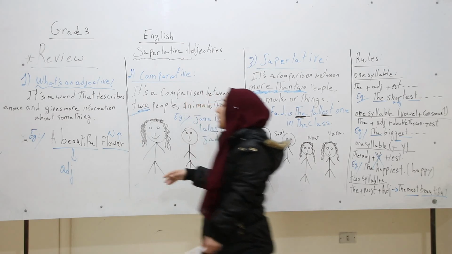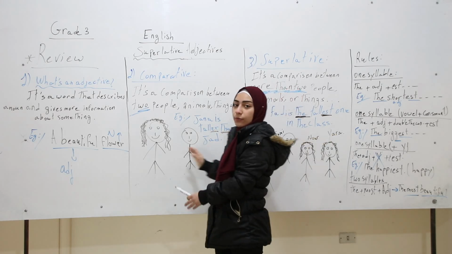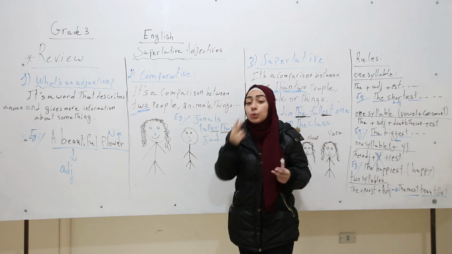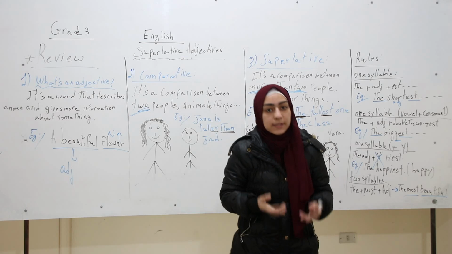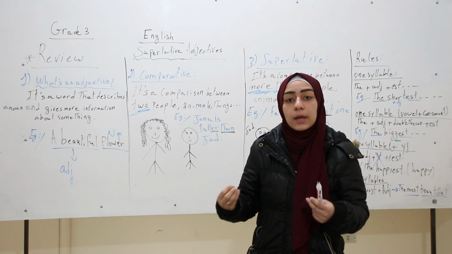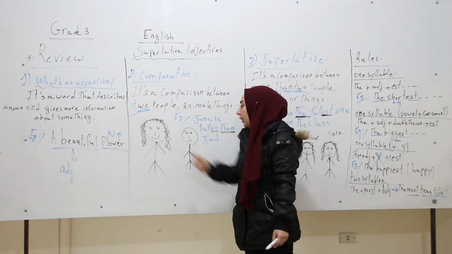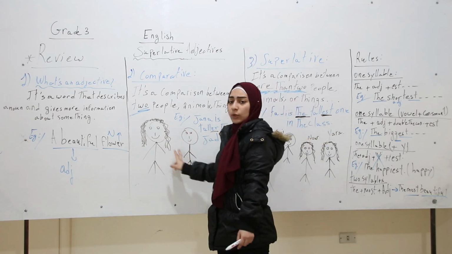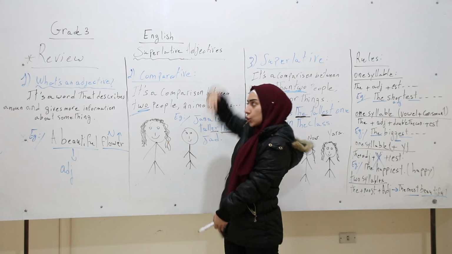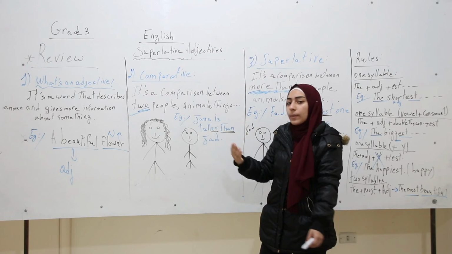Okay, this is the first part. Let's move to the comparative, which we already have enough idea about from last week. We said it is a comparison between two people, animals or things. هو مقارنة بين two people شخصين, two animals حيوانين or two things شيئين. Okay? Example: here we have a girl and we have a boy. So it's between two people, and Jana is taller than Jad. أطول من جاد.